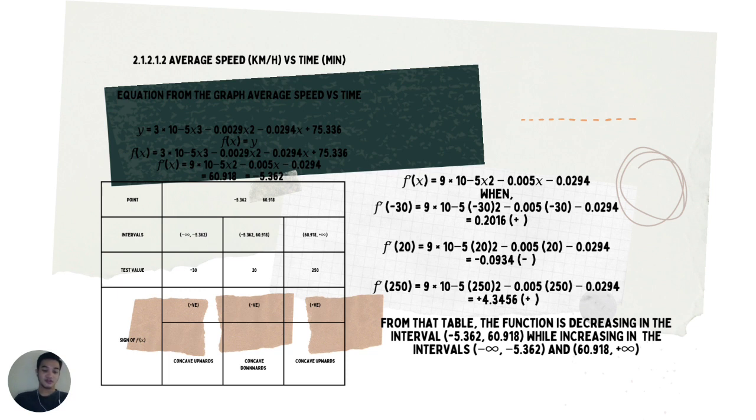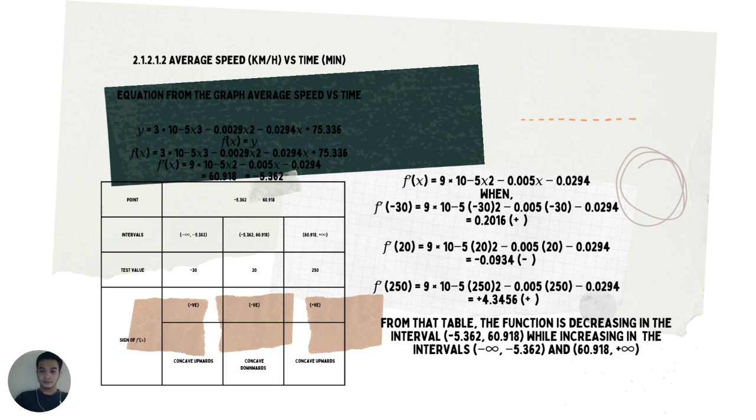As for the third test value, we get positive 4.3456. From that table, the function is decreasing in the interval and increasing in the interval. So that is all from me.